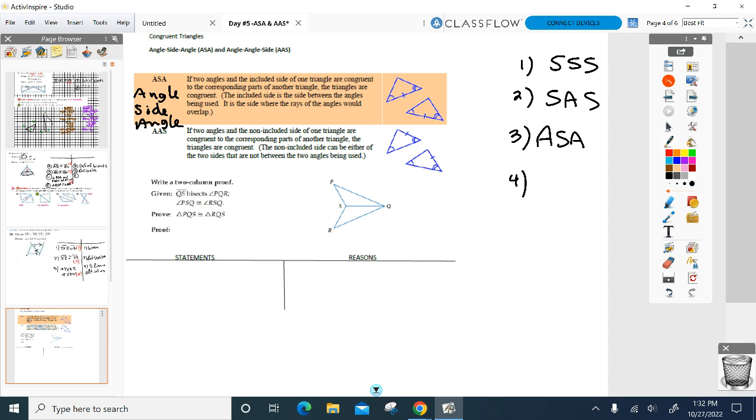If you're going to use this method, what do you need to know about that side? Has to be in between the two angles. If it's not, it's okay because we have a fourth method which says if the side's not in between, we have AAS. Now look at where the side is. Not in between. And we can use angle, angle, side.